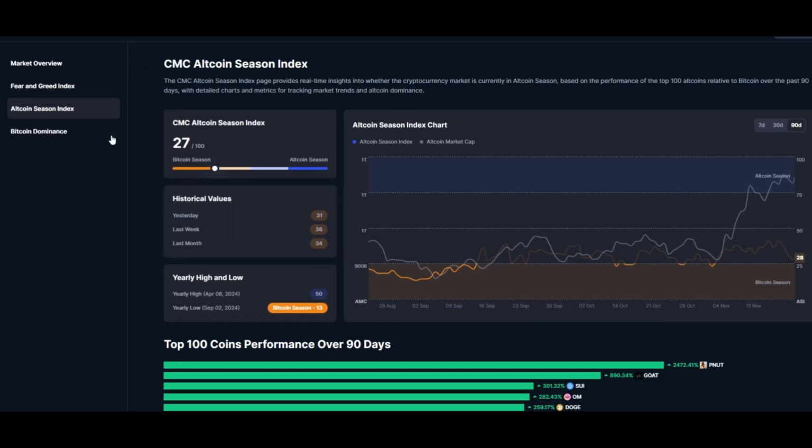Now we are in the altcoin season index. Bitcoin season is right here in the orange, and our little toggle is pretty much there. So we are in full-fledged Bitcoin season. When this toggle goes all the way over here to altcoin season, that's when we can expect to see some of these other coins take off. Right now, we're just hanging out, waiting to see what Bitcoin is going to do.